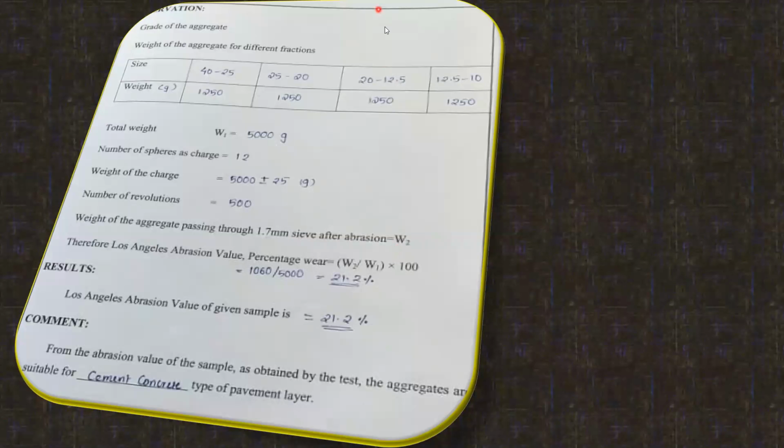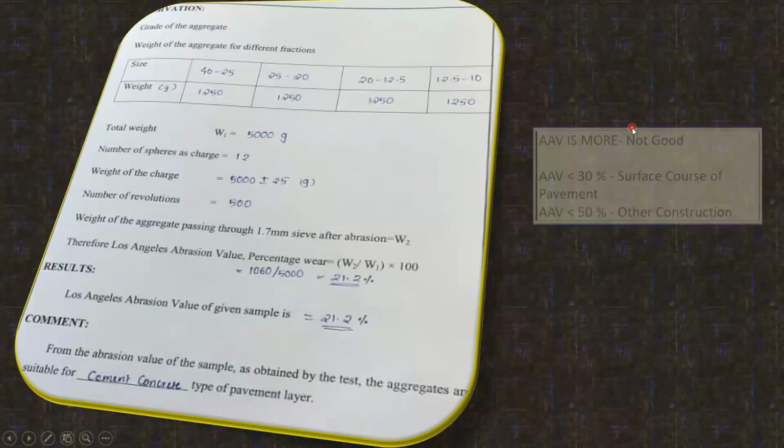Now coming to the weight of the aggregate for the different fractions. Let us say the size of the aggregate you have taken is between 40 to 25 mm. Then you have 25 to 20, then 20 to 12.5, and 12.5 to 10. How much weight you have to take is given in the table. We'll see that table quickly.